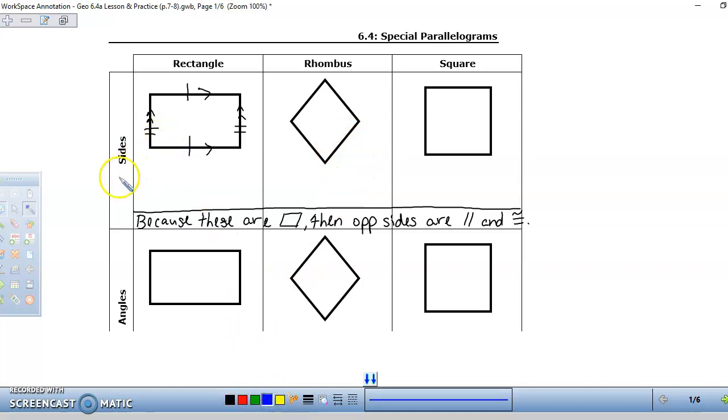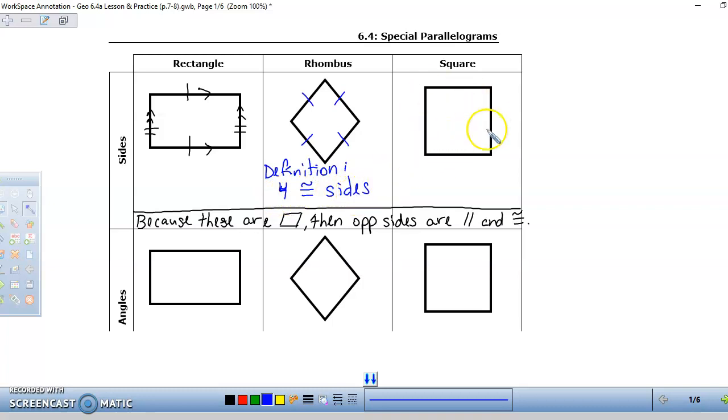But what's special about a rhombus with the sides is that the definition of a rhombus is that you have four congruent sides. So in other words, all of the sides are congruent to each other. So the definition for a rhombus is that you have four congruent sides. Now, they're still also parallel and opposite sides are also congruent, obviously here, but the definition of a rhombus is that there are four congruent sides.